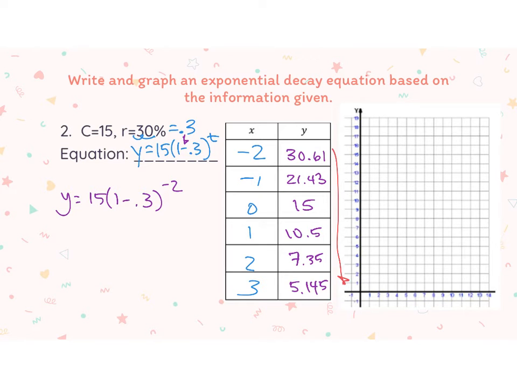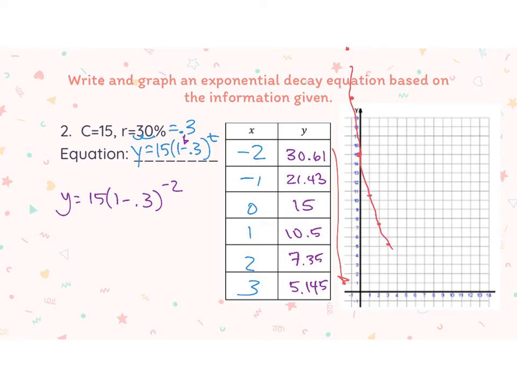They're going down. So at negative 2, I'm up at positive 30, which is going to be way, way up high in the air. Negative 1, I'm going to go to 21.4. So 21.5 is right about there. 0 is 15. 1 is 10.5. 2 is 7.35. 3 is 5.145. So this one is a little bit more gradual of a decrease.